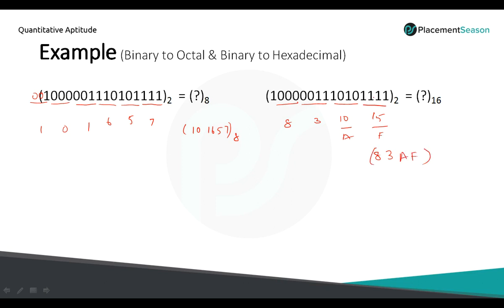So the binary value has to be grouped as 4 numbers. Convert the 4 numbers, write the decimal equivalent of those 4 numbers, and convert the given decimal number to hexadecimal and write the answer. So simple. The simple thing you have to remember is: for octal you have to group it as 3 numbers. For hexadecimal you have to group it as 4 numbers. That's it.